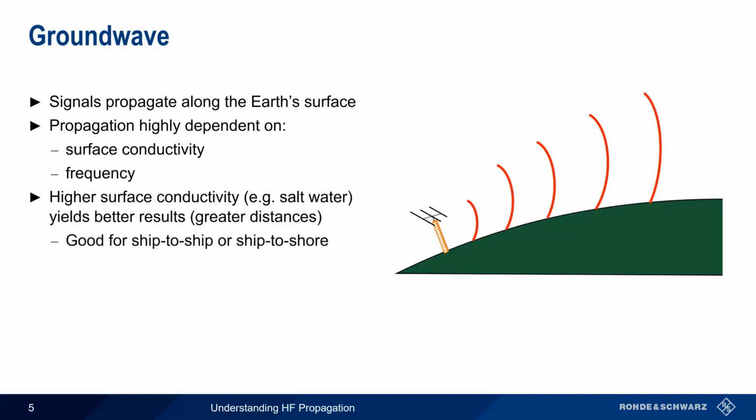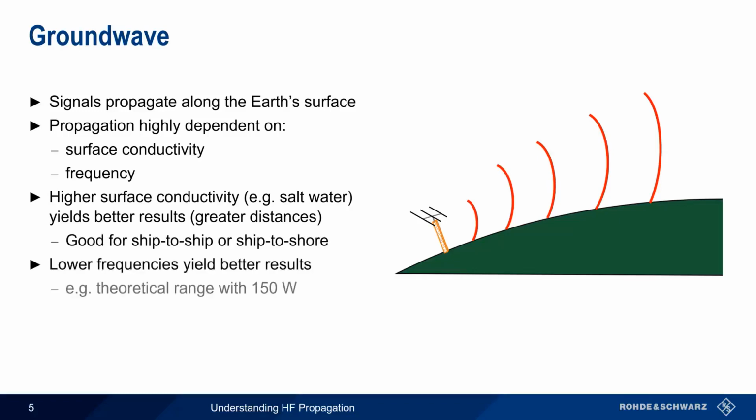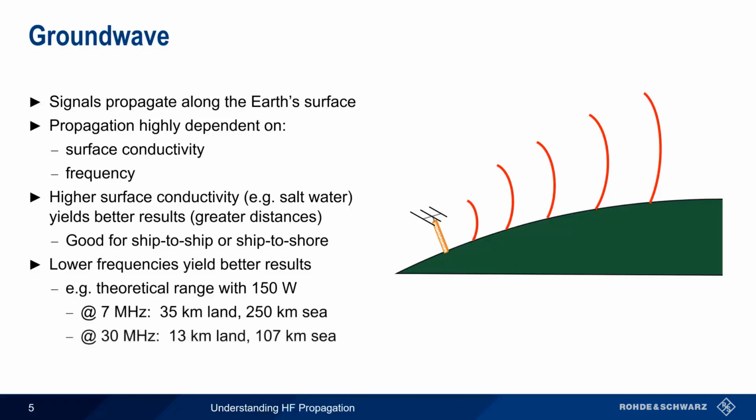With regards to frequency, ground wave works best for lower frequencies. For example, the theoretical range of a 150-watt transmitter at 7 MHz is 35 kilometers over land and close to 250 kilometers over the sea. At 30 MHz, however, our range falls to only 13 kilometers over land and just over 100 kilometers at sea.